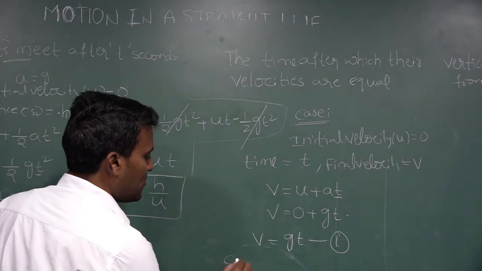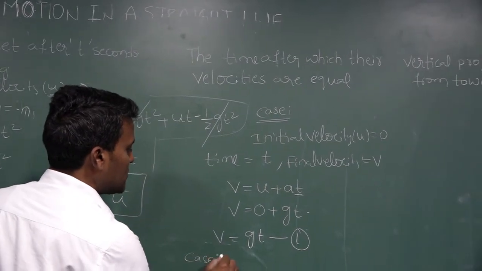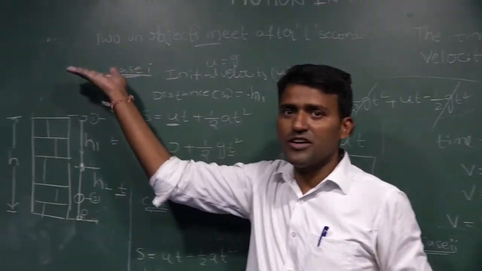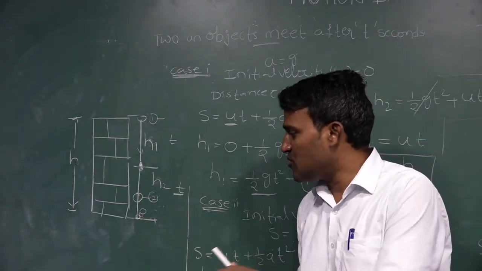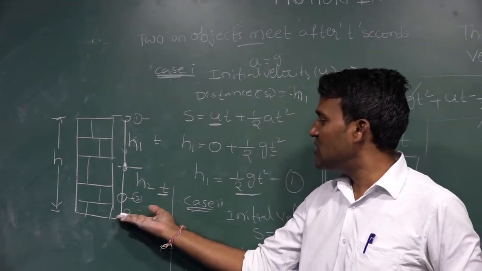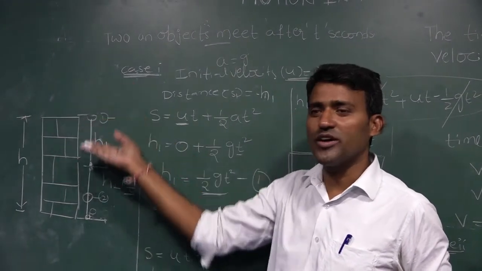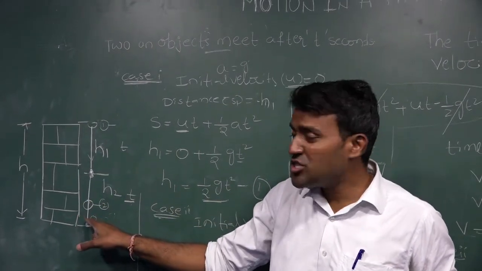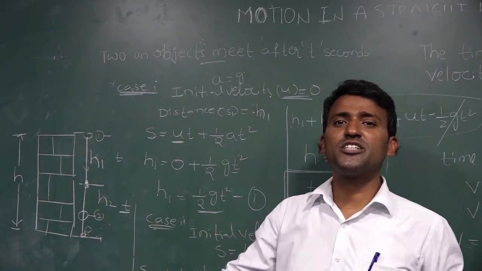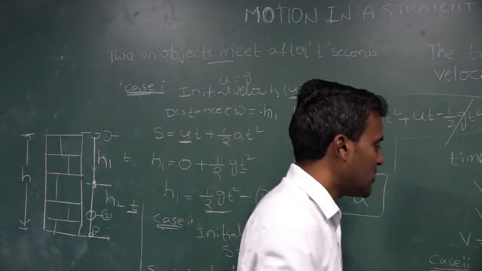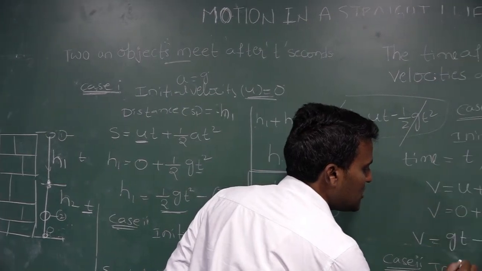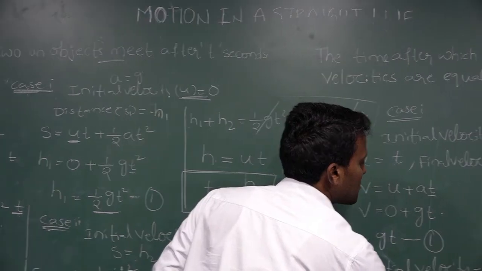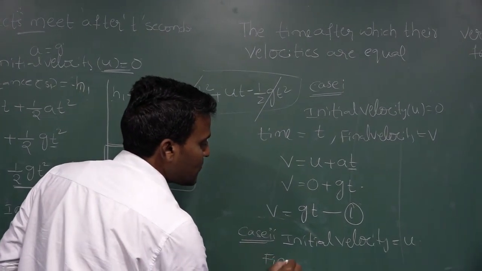Case 2, I am taking case 2. In case 2, the object is going in the upward direction. See here, without giving any velocity the object is not going. If you give some velocity only, the object goes. So it is projected with a velocity u. So the initial velocity is u, and the final velocity is v.